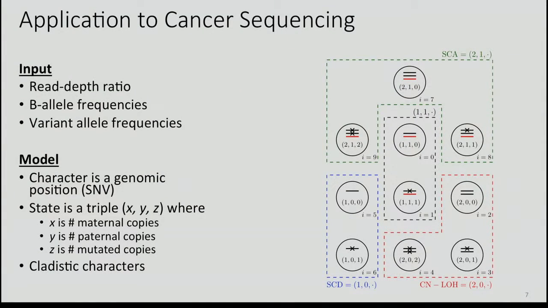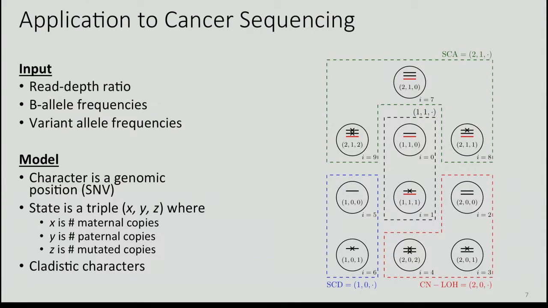So how do we apply this to cancer sequencing? Let me see if I can answer your question now. Our inputs are read depth ratios, B allele frequencies, and variant allele frequencies. The characters that we want correspond to SNVs. For every SNV, we model the state as a triple, X, Y, Z. X is the number of maternal copies, Y is the number of paternal copies, and Z is the number of mutations that you have for that locus. So the normal state corresponds to 1, 1, 0.